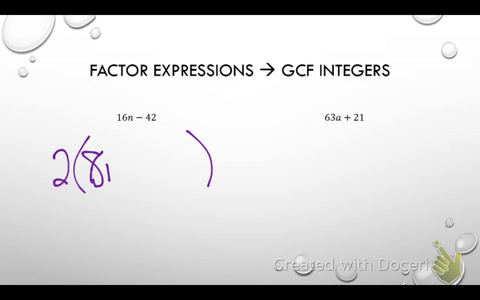The GCF is 2. So because the GCF is 2, what is left inside the parentheses? 8n minus 24. All right, who got that? Wait, hold on a second. 21. 8n minus 21. Okay, who got that right? 8n minus 21. All right, very good. Okay, next one, 63a plus 21.